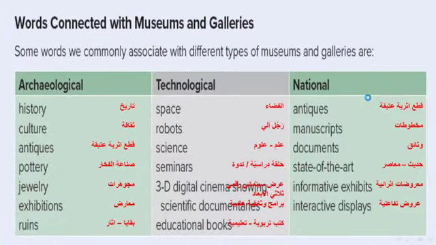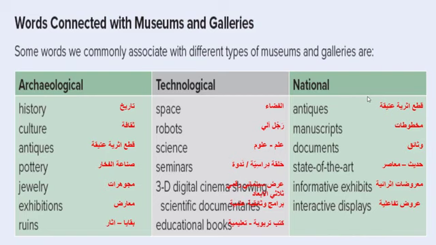In today's lesson, we have some words connected with museums and galleries. Museums and galleries are places where antiques and ruins remains are shown or exhibited to the public. In this table, my dear students, we have some words we commonly associate with different types of museums and galleries.